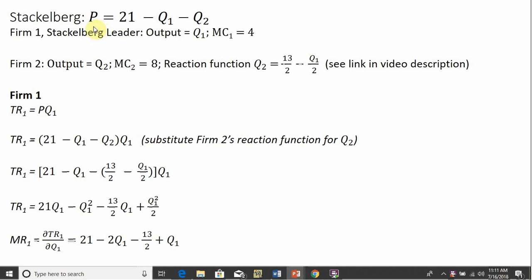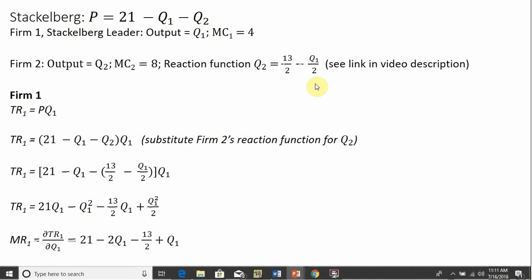We have the market with these two firms, with an inverse market demand given by this: 21 minus the output of Firm 1 minus the output of Firm 2. Firm 1 again is the Stackelberg leader. Its output is represented by Q subscript 1. Its marginal cost is constant at $4. Firm 2's output is Q subscript 2. Marginal cost for Firm 2 is constant at $8. Its reaction function is given by this expression.